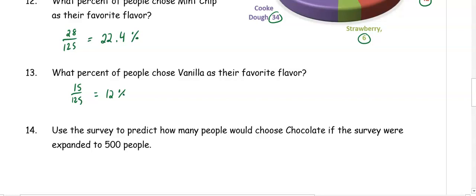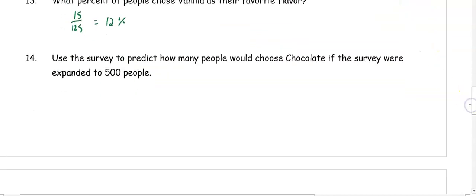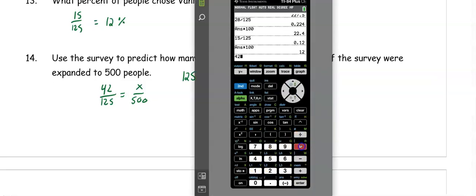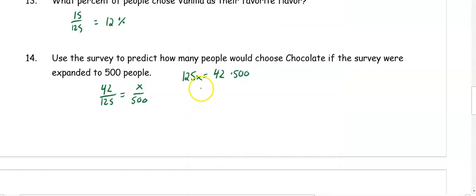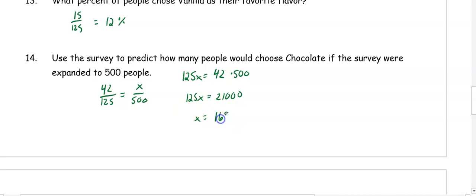Use the survey to predict how many people would choose chocolate if it was expanded to 500 people. So when we look at chocolate, there were 42 chocolate votes. So 42 out of 125 equals x over 500. We cross multiply: 125x equals 42 times 500. So we get 125x equals 21,000. When we divide by 125, we get 168 people.